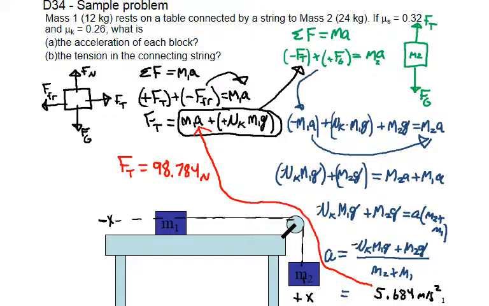Okay, so you should have gotten for the acceleration 5.684 meters per second squared, and the tension force of 98.784 newtons.